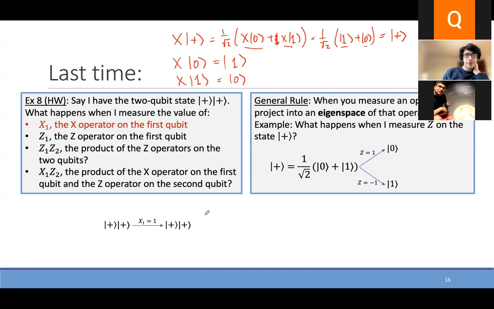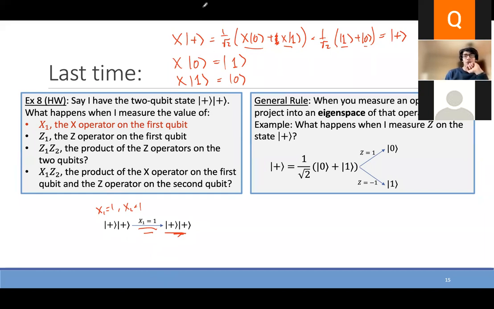So we start off in a state with x1 equals 1 and x2 equals 1. When we measure x1, we're going to project into a state with a definite value of x1, but there's only one state that has that, and we're already in it. So our state doesn't change. We'll definitely measure x1 equals 1, and our state will stay the same. So that's for the first question.